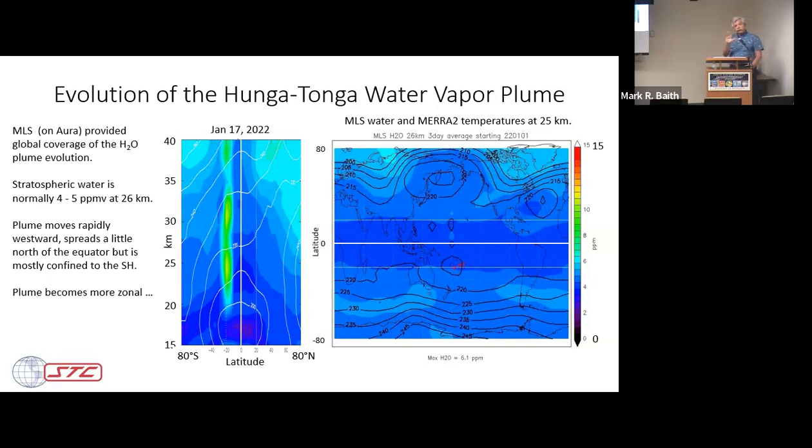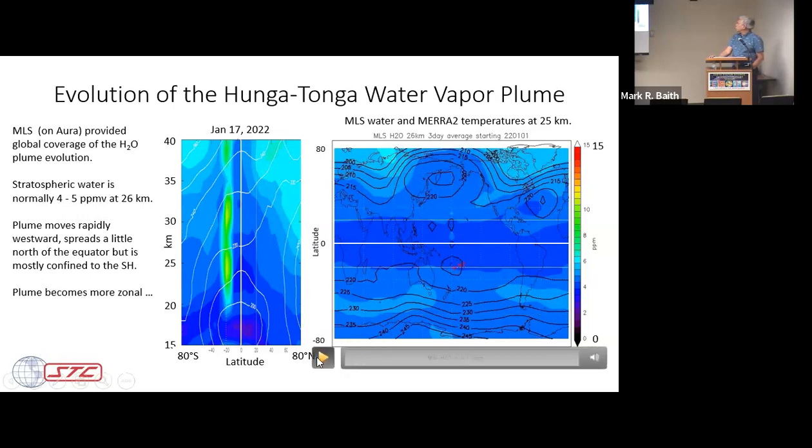So it's not going to get a perfect picture of the plume, but it does hit the plume occasionally at the beginning, right in here. And you can see the structure of the water vapor field moving all the way up here. So normally, as I said, 4 to 5 parts per million in the stratosphere, 26 kilometers.